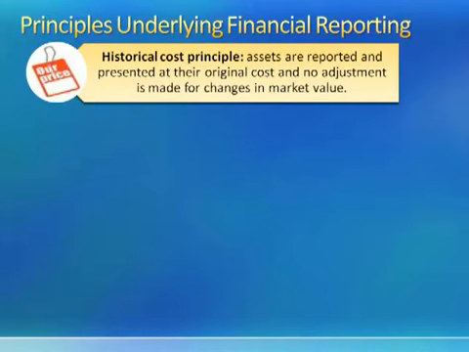Next, we'll discuss the principles underlying financial reporting. The first principle is the historical cost principle. Assets, which we'll later look at in more detail, are reported and presented at the original cost, and no adjustment is made for changes in market value.